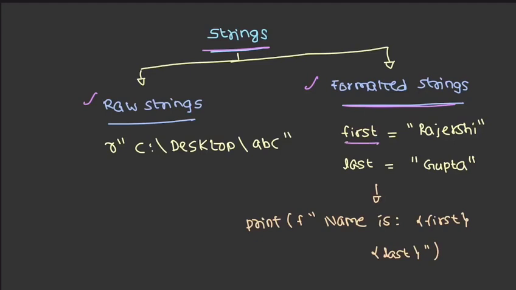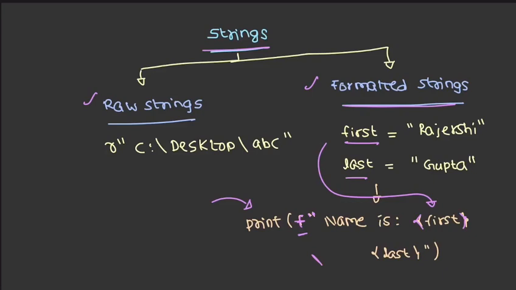If we have two variables, let's say first and last, and we want to substitute them inside a print statement, then we just need to write f before the declaration of a string, and inside the curly braces we can specify the variable. If you want to print a curly brace whenever you are having an f string, you can escape it with the help of an escape sequence.